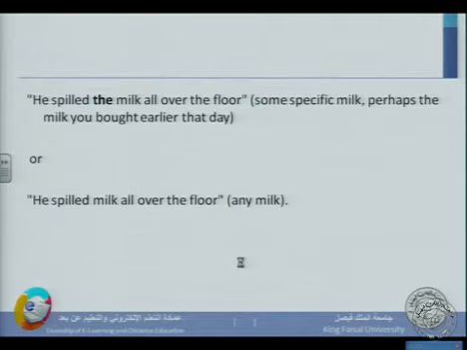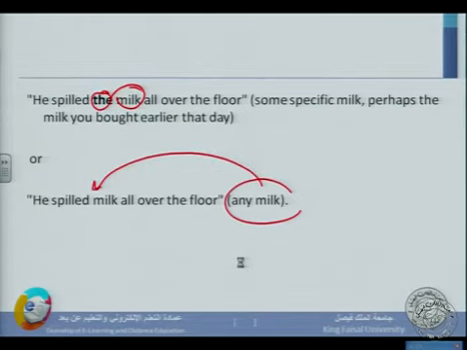He spilled the milk all over the floor. So milk, as you know, is non-countable, but we used the here because we are talking about a specific milk, perhaps the milk he bought earlier that day. Or he spilled milk all over the floor. And here we are talking about any kind of milk.